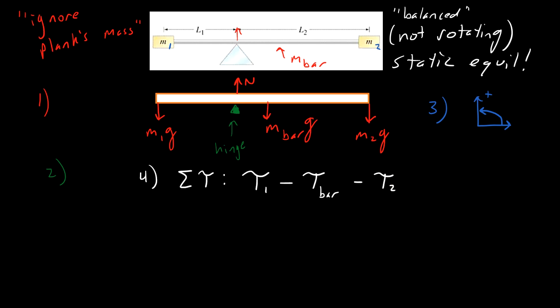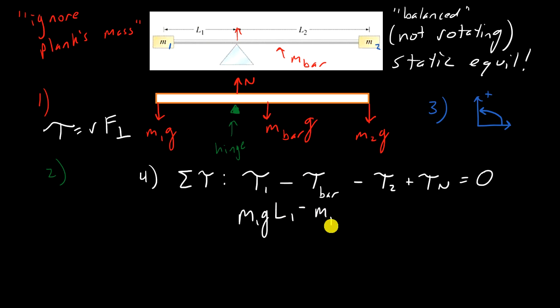All right, any other torques? Well, you might think maybe we have to add the torque from that normal force. And okay, fine, why not? Equals 0. Well, let's add these up. Torque 1, that's m1g. How far away? Remember, torque equals r F perpendicular. That's L1. Minus the torque of the bar, that's the mass of the bar times g.